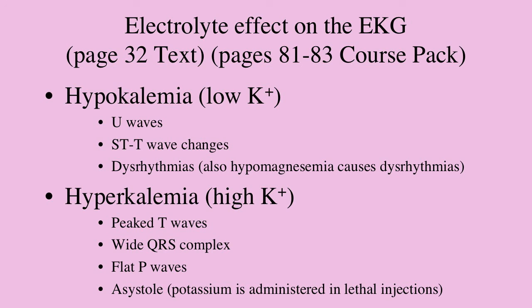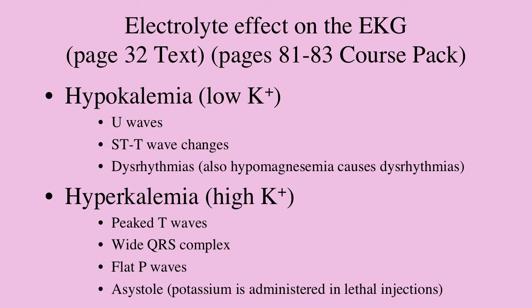So peaked T waves. If the potassium gets a little higher, you could have wide QRS complexes. The QRS starts to widen. Then the P waves tend to flatten out, and eventually, if too much potassium is there, the heart can actually go into asystole, or stop.